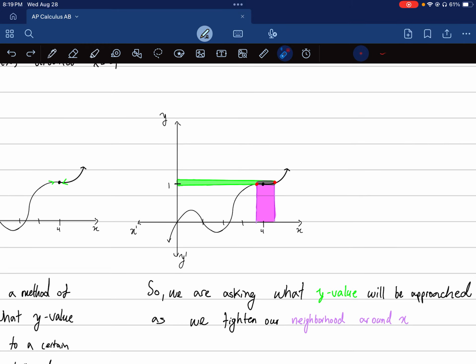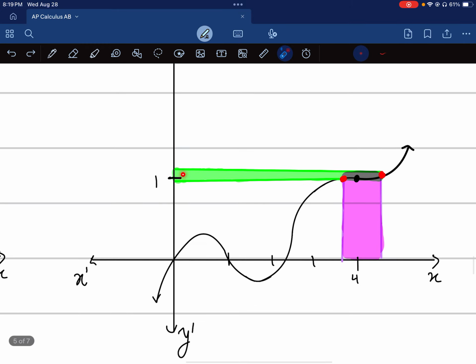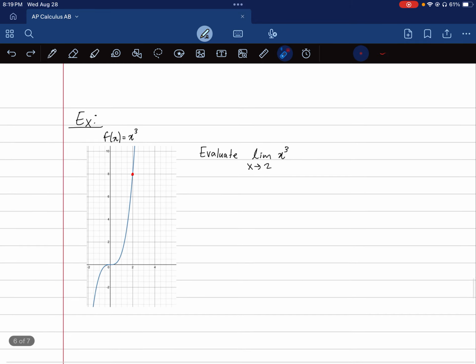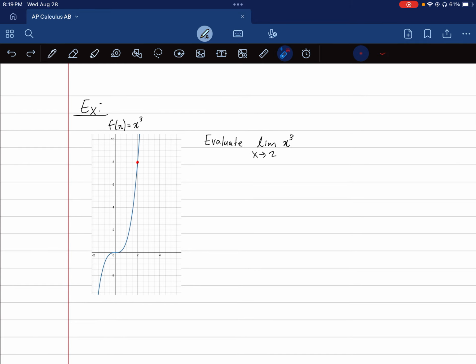In this specific case, notice how 1 is in this green area, and as this neighborhood gets tighter and tighter, 1 will be getting approached. In fact, infinitely close. This is very crucial to limits, as we're considering what happens as we get infinitely close to certain numbers.